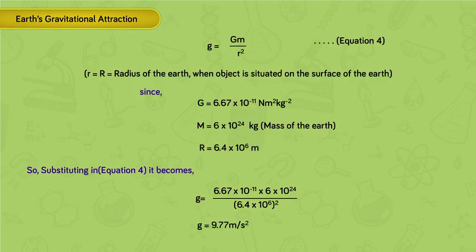This acceleration depends only on the mass M and radius R of the Earth, and so the acceleration due to gravity at a given point on the Earth is the same for all objects. It does not depend on the properties of the object.